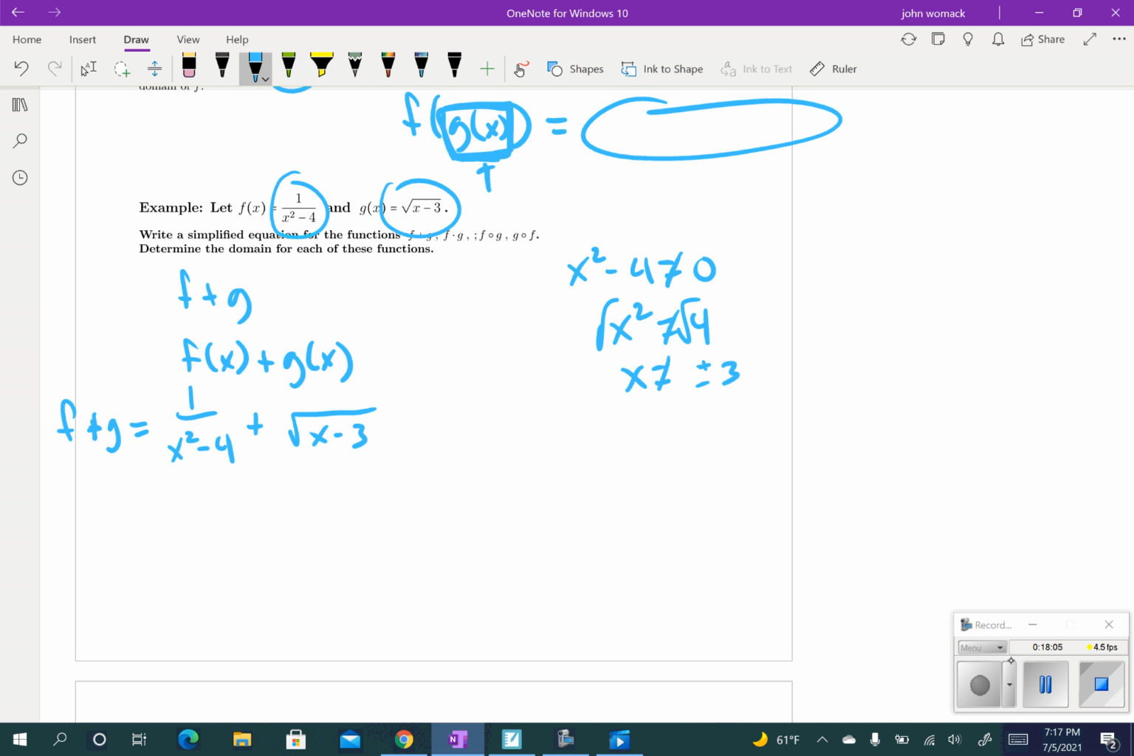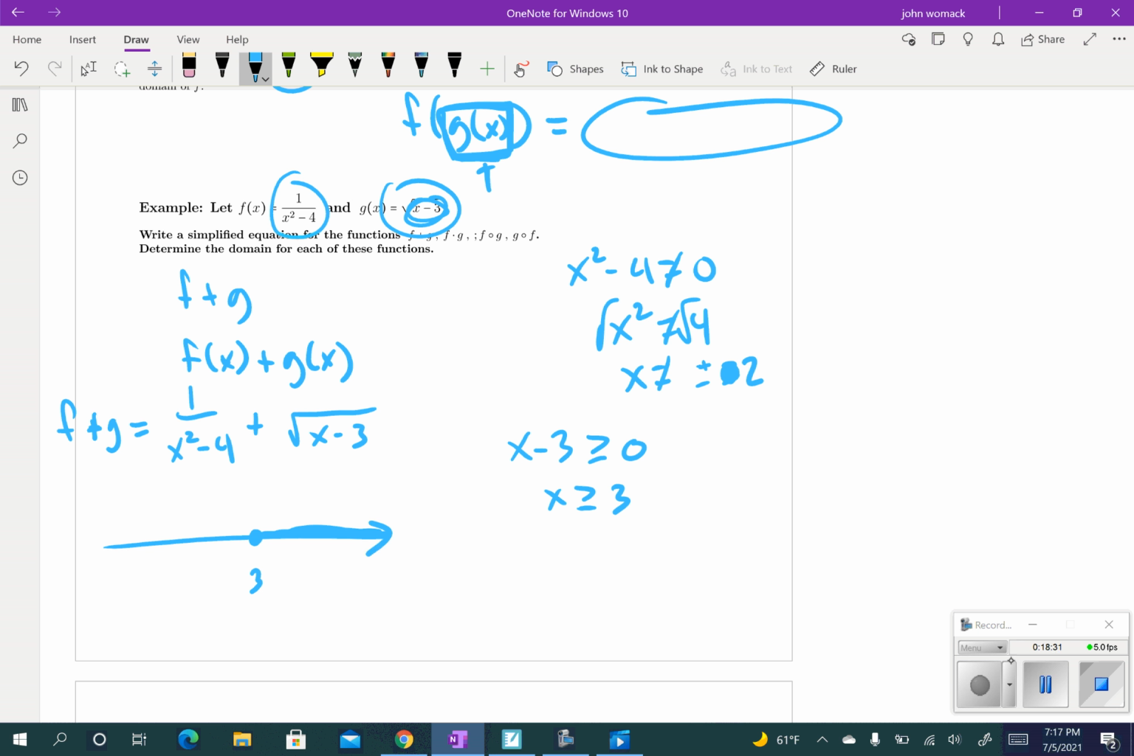For g of x, we know that the inside of the square root has to be greater than or equal to 0. We've done this before. So if I add the 3 over... think of a number line here for my domain. Oops, I put plus or minus 3 up there. I'm sorry, the square root of 4 is 2. So I know that x has to be greater than or equal to 3. If that's 3, close dot, and it has to be greater than or equal to. Those are all the answers going that way.